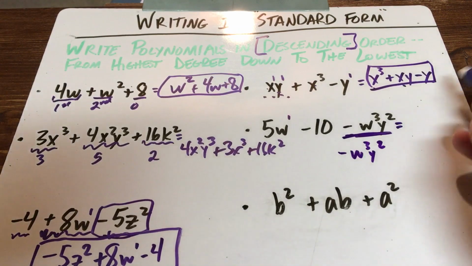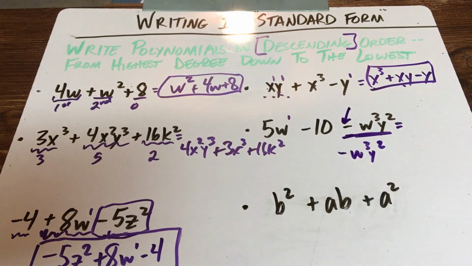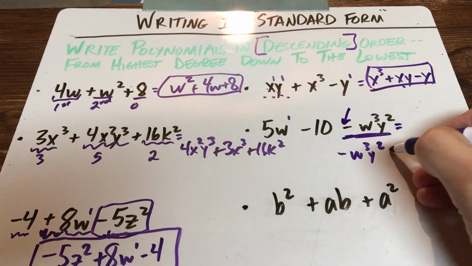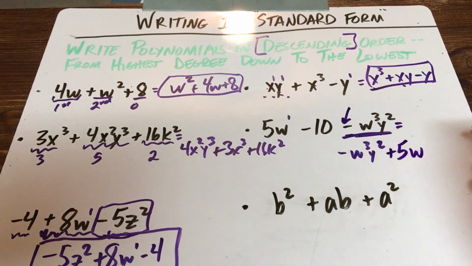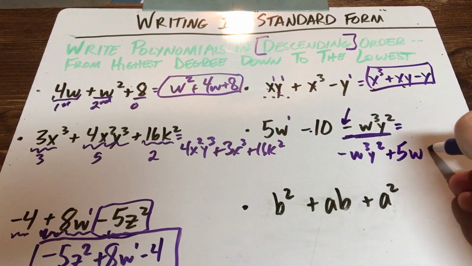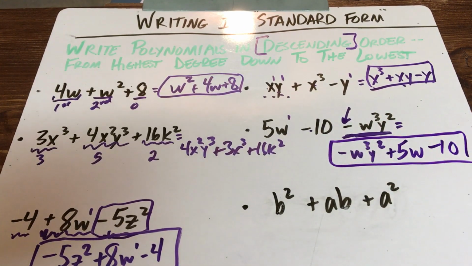Some people get really hung up. They're like, well, wait a second, I thought this was subtracting, and now it's a negative? Yeah, don't let that hold you up. It's just kind of how it goes. Over here, this is 1st degree. It's a positive 5. There's nothing in front of it, so since it's positive, I'm just going to put a plus. And then the 10 has a subtracting with it. It's 0 degree. That goes last. Standard form is complete on that one.